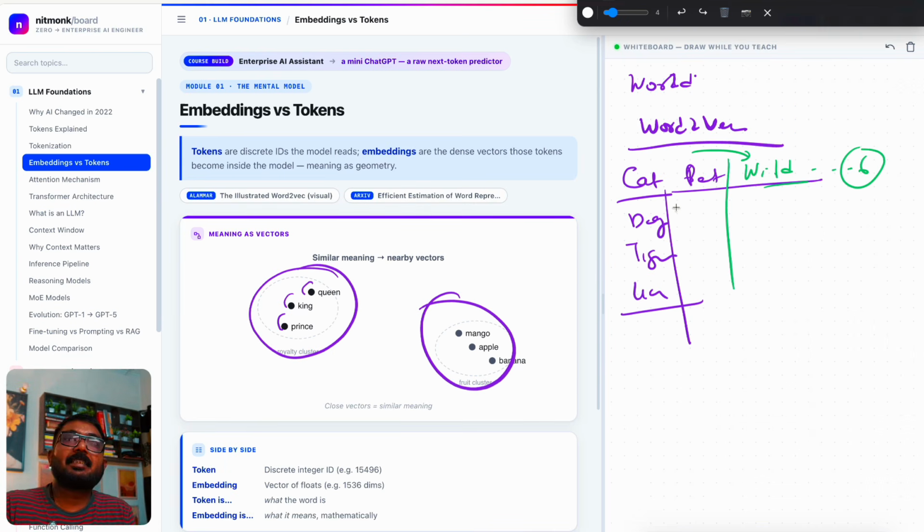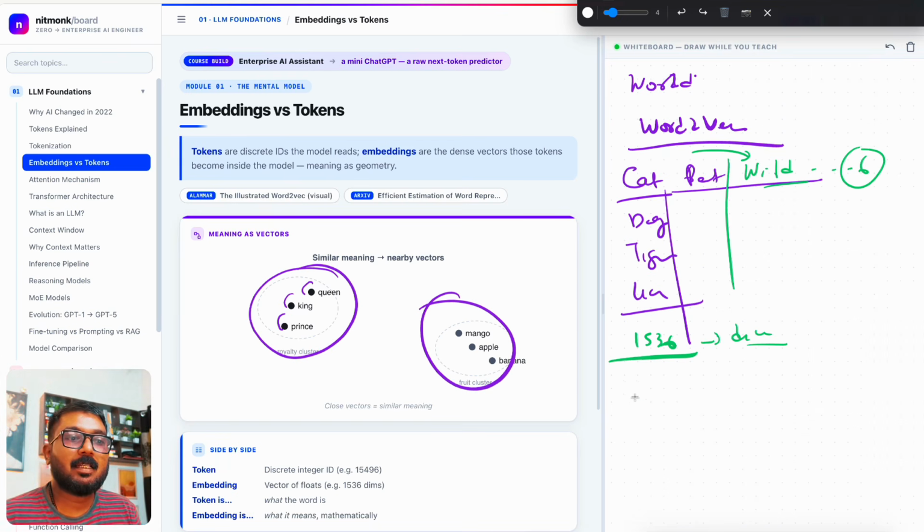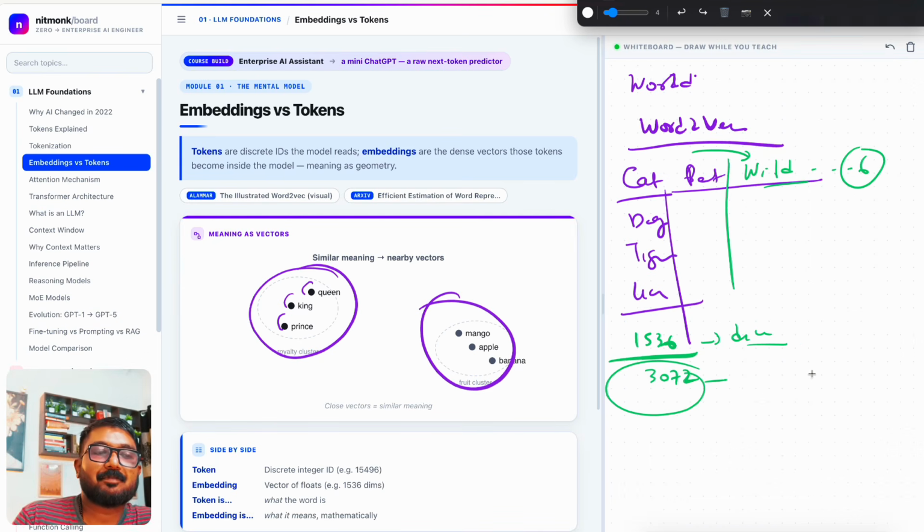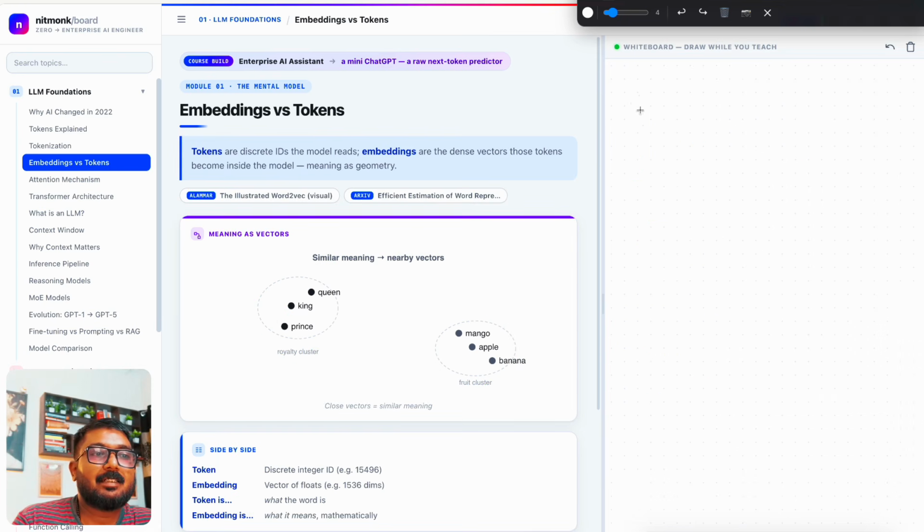So no one decides these properties. No one decides these dimensions. No one decides this 1536 dimension. It is impossible to define for each and every language, for each and every type of content, for coding, or even 3072 dimensions. Who decides it? No one decides. It's like each and every word gets a random number, correct? So random numbers means a random matrix.